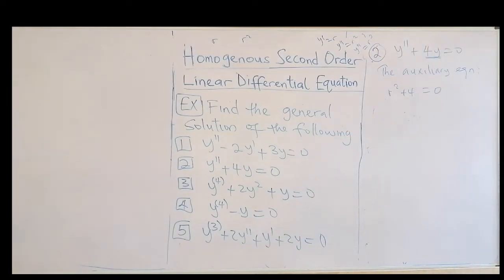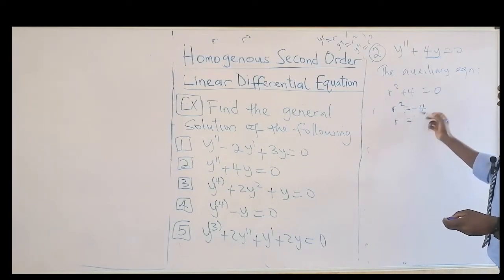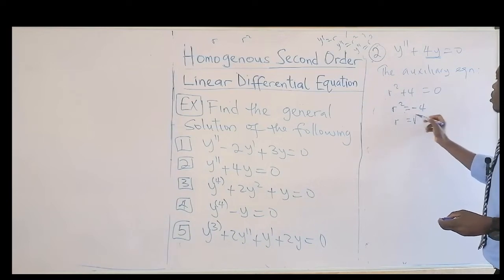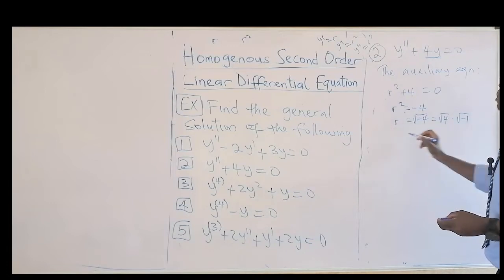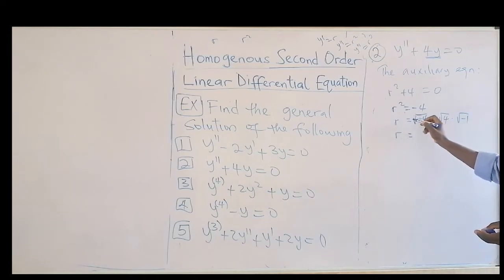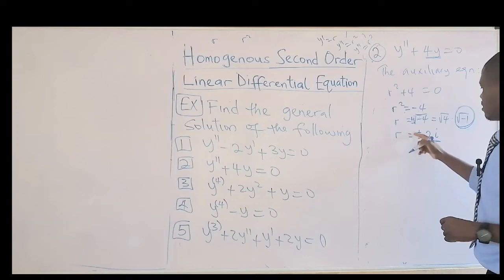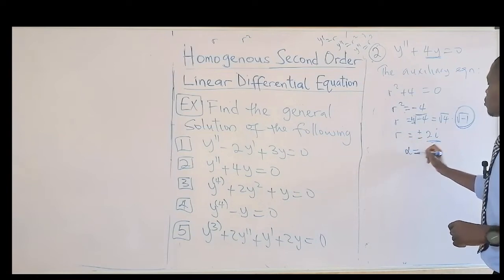So in this case, r squared is equal to minus 4, and r will be the square root of minus 4, which is root 4 times root minus 1. Since you are taking a square root, you expect plus or minus, so plus or minus 2i. The root of minus 1 is i. The real part is 0 here, so alpha is 0.